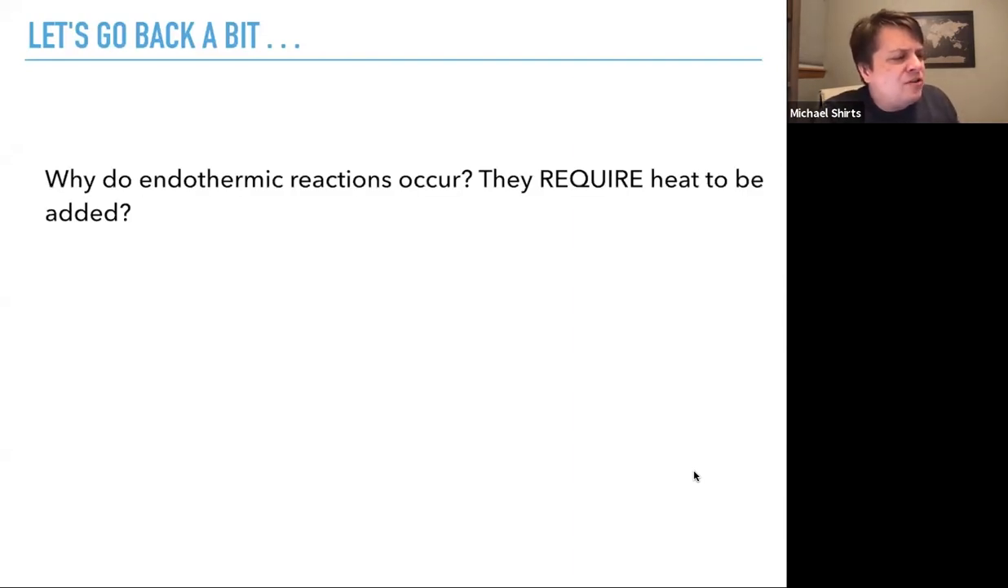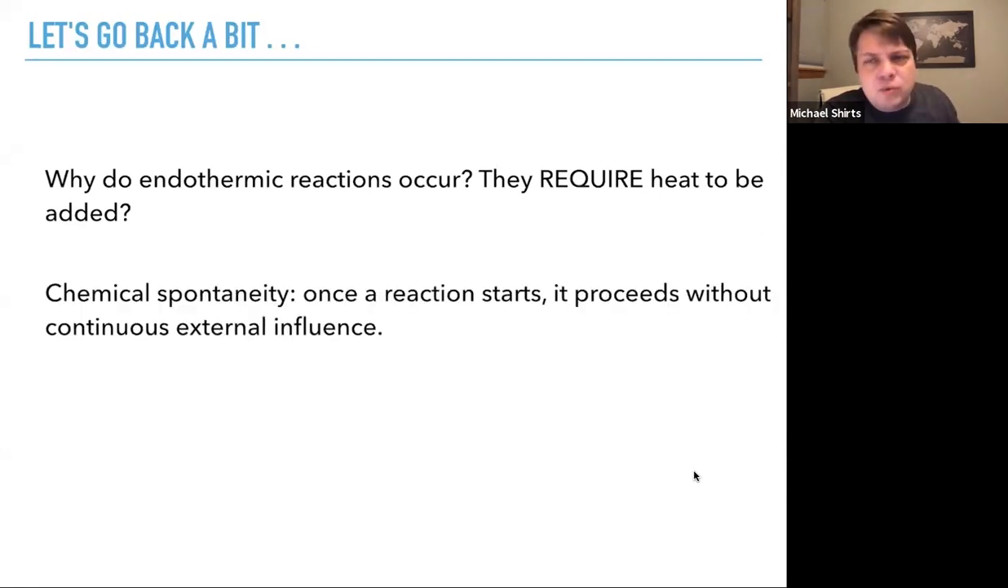So why do endothermic reactions occur? I mean, they require heat to be added. You could imagine that if it heated something up, then it would happen. But why would there be endothermic reactions that happen just on their own? And so one term we use here is spontaneity, the idea that once a reaction starts, it proceeds without continuous external influence, like heating it up. So really, when we talk about a reaction occurring, we talk about it being spontaneous or not.